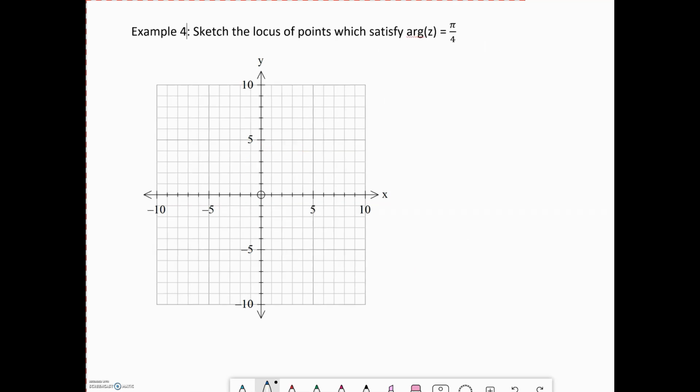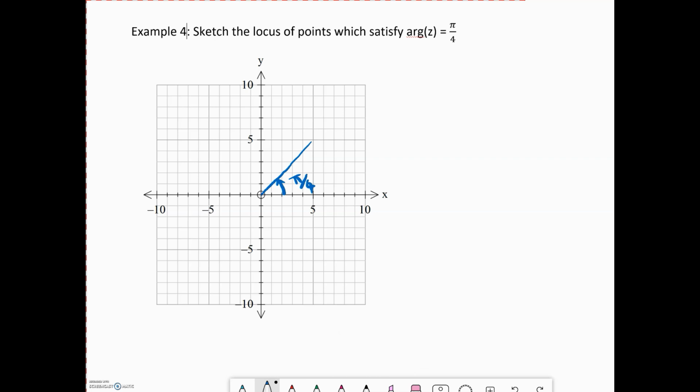So in this, we're sketching the locus which satisfies arg of z is pi/4. So what is arg of z? It is the angle the line joining the origin and the complex number makes with the x-axis. So we're looking at a line along here, and that angle there is pi/4. So we have to make sure that we put a little gap at the origin. It starts after the origin, not at the origin.